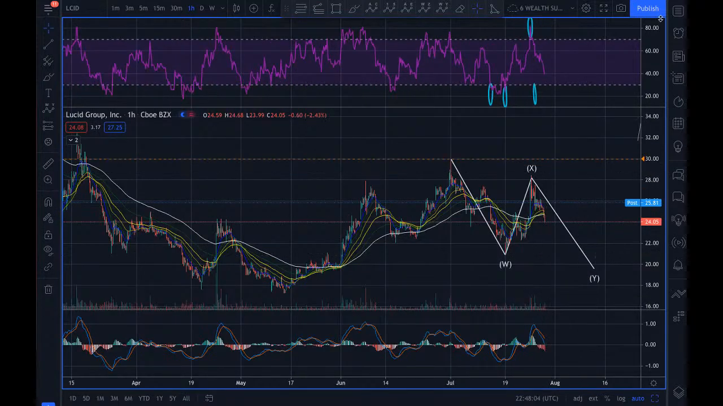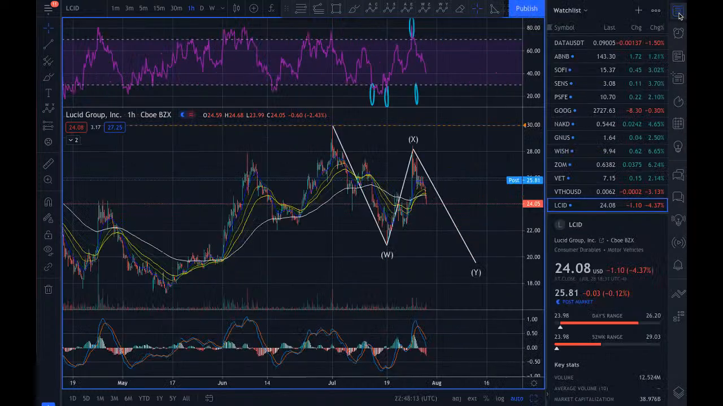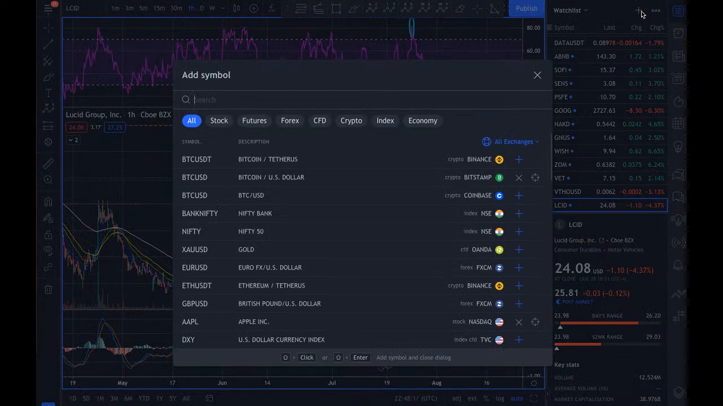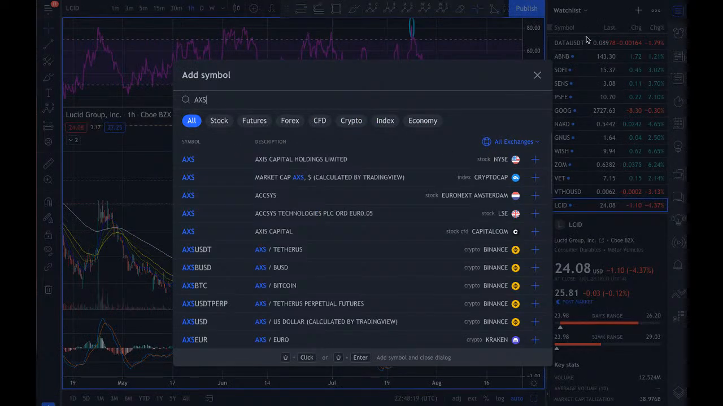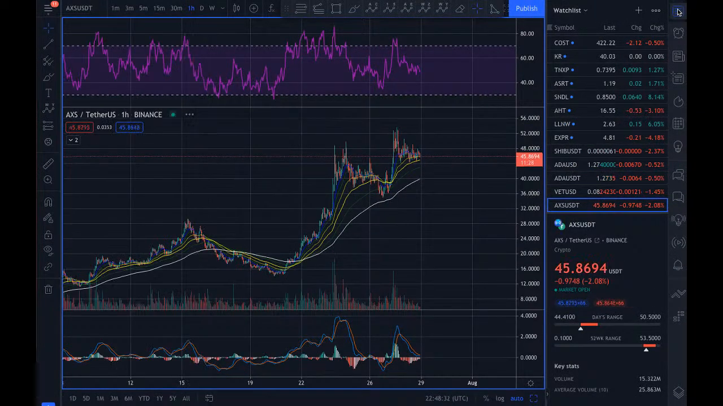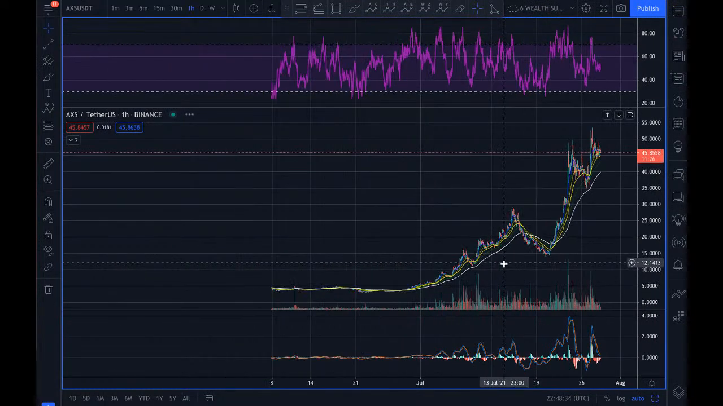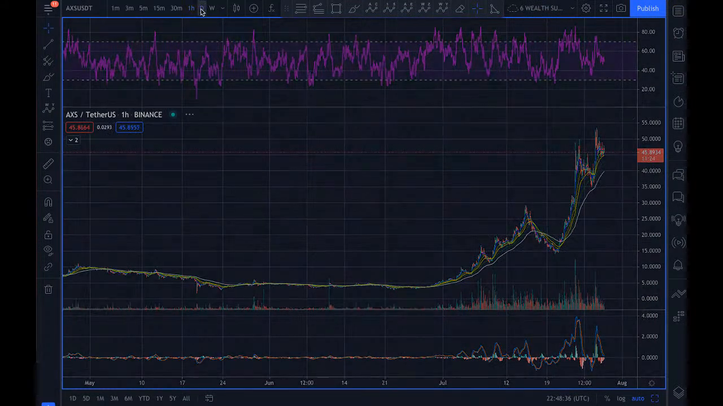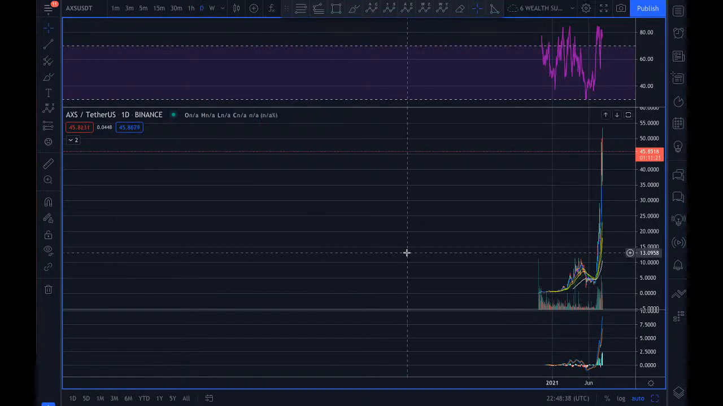So let's take a look at the next one, AXS. And then I'll take any questions that you have at the end. AXS. Is it a coin? Yeah. Tether. All right, let's take a look here. Ooh, this is a different looking chart than normal.